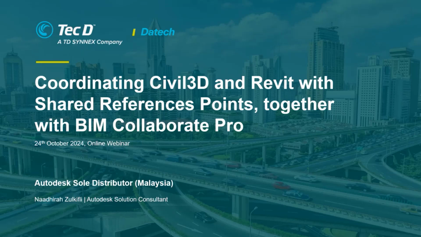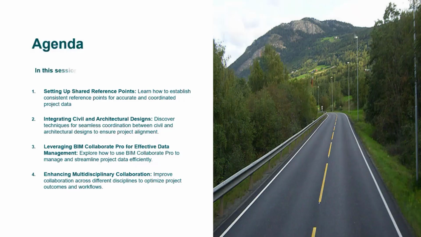Today's webinar topic is coordinating Civil 3D and Revit together. We've shared a reference point between Civil 3D and Revit in BIM Collaborate Pro. So let me share with you the agenda today. Basically, I will use BIM Collaborate Pro as a collaboration tool to share the files, including sharing the reference point, the coordinates.